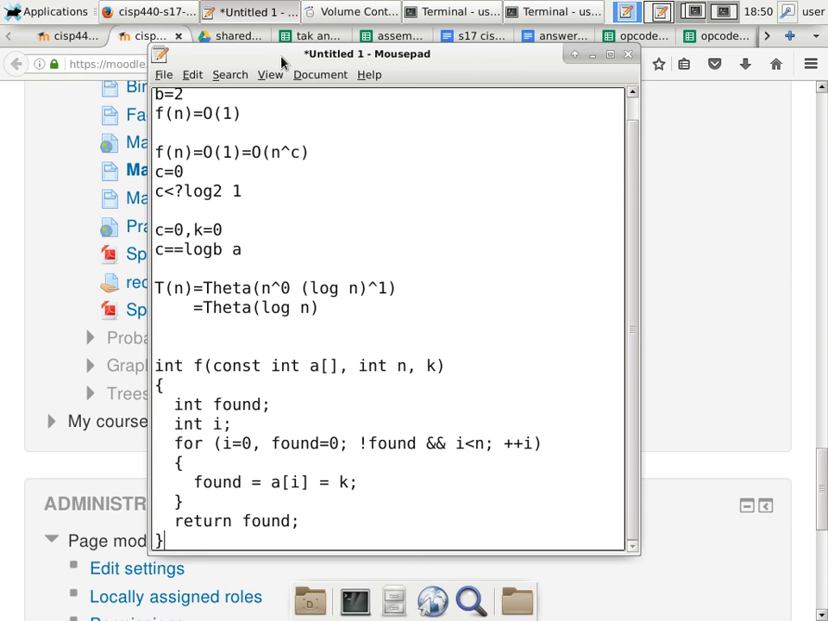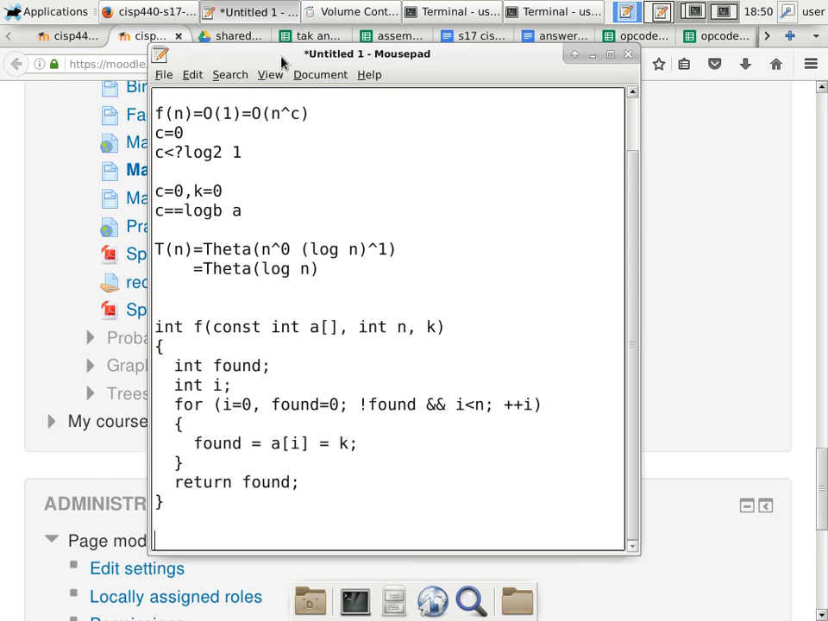Can we analyze this using the master theorem? Is it recursive? It is not recursive. Okay. So we can't really use master theorem to analyze this. So now we have to turn it into some kind of recursive algorithm. Is that making sense? Okay. How would you turn this into a recursive algorithm? How do you write recursive algorithms in the first place?